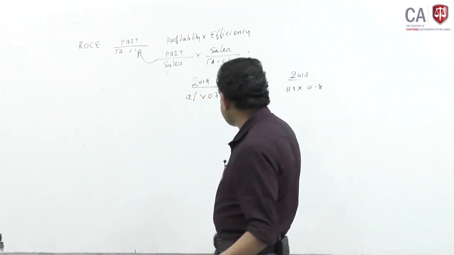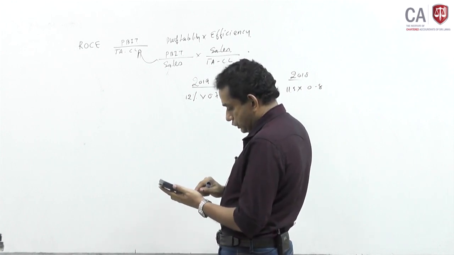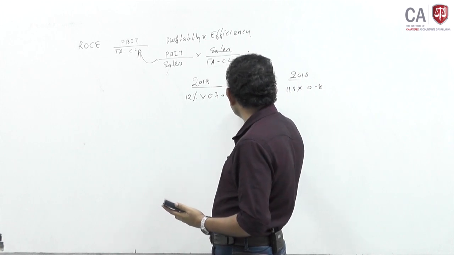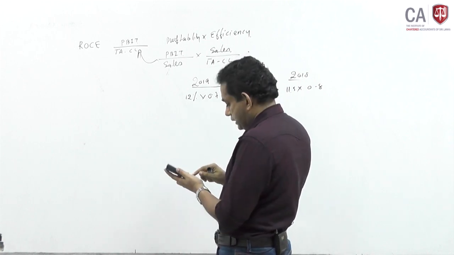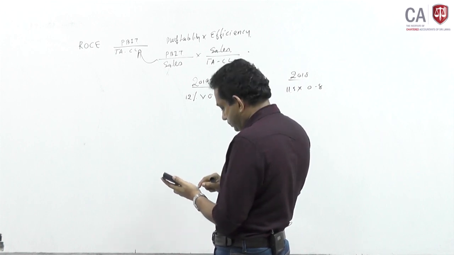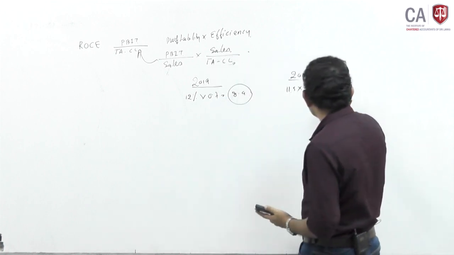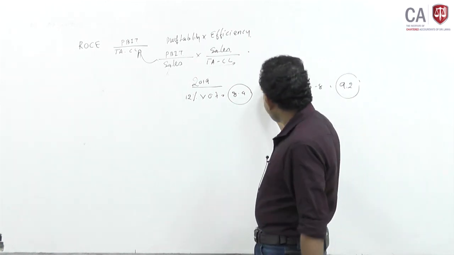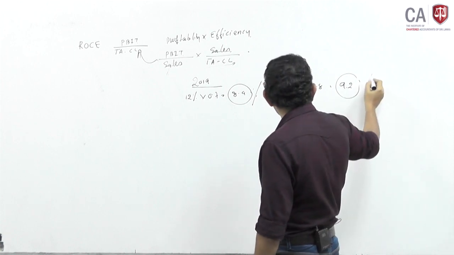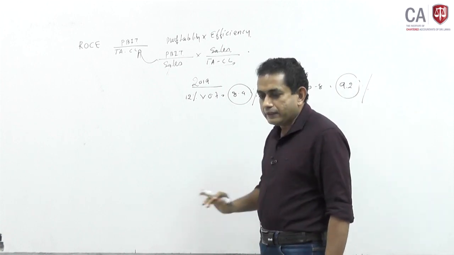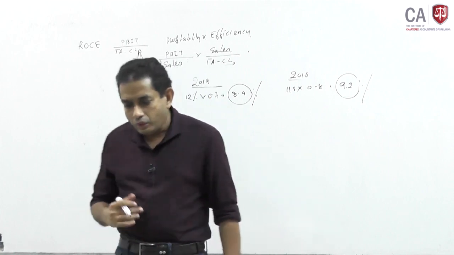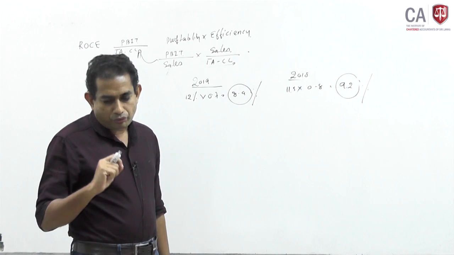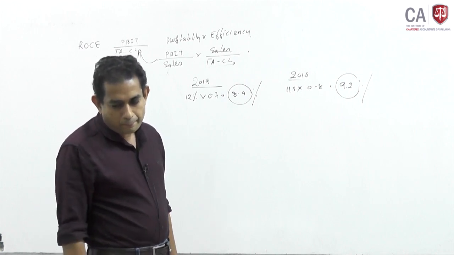So let's take the answers. 12 into 0.7, this is 8.4. 11.5 into 0.8 should be 9.2. So the ROCE has declined from 9.2 to 8.4. Let's see why the decline has been what it is. And before that, let me also work out ROCE of the industry for 2019.